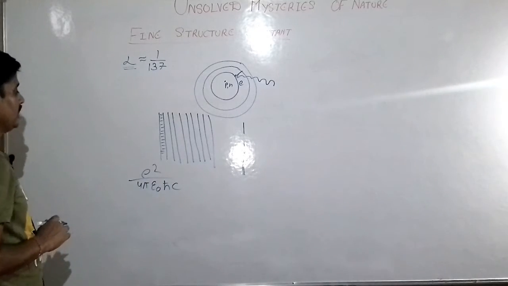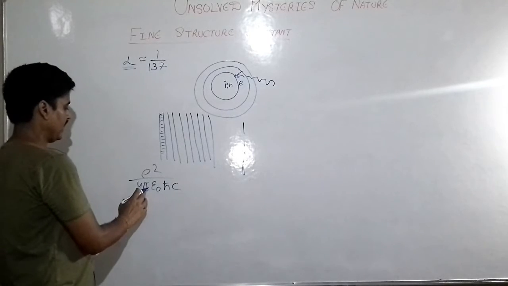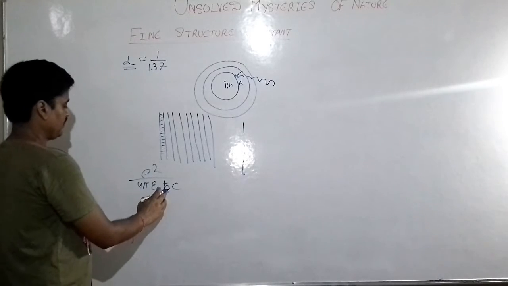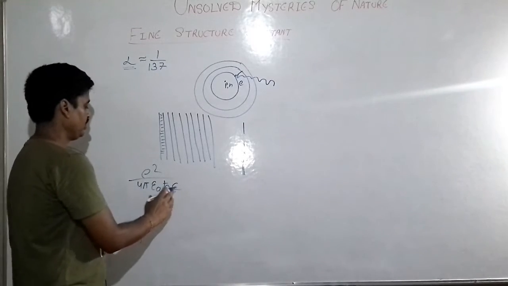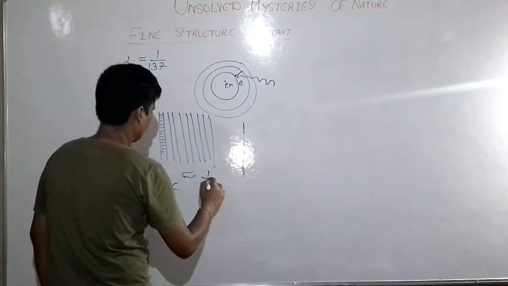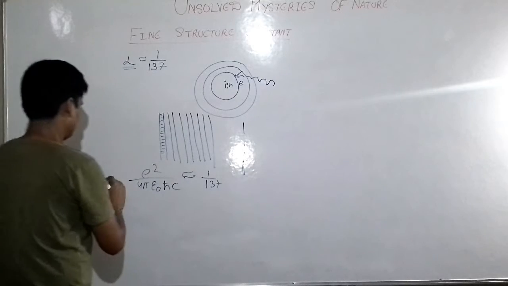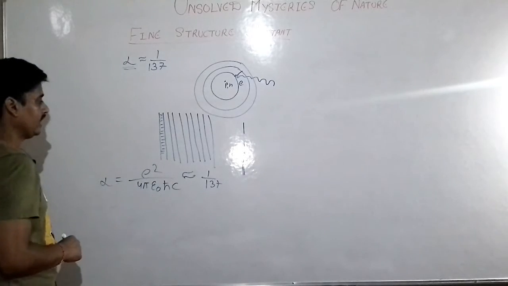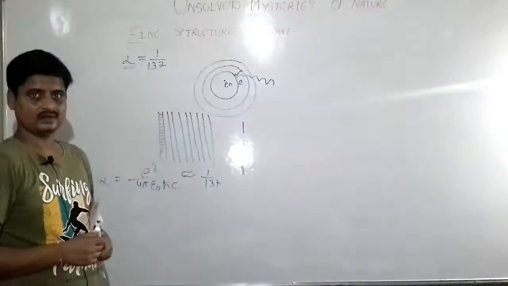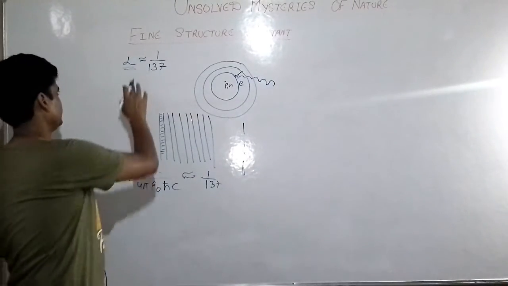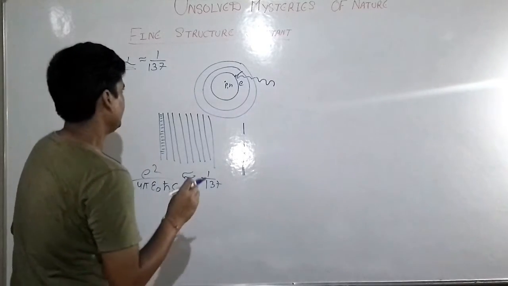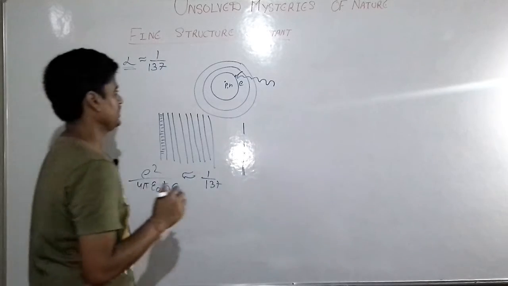Here e is the charge on the electron, epsilon naught is the permittivity of space, h bar is Planck's constant, and c is the speed of light. This is nearly equal to 1 by 137. This is alpha. And one of the strange things about alpha, the fine structure constant, is that it appears everywhere in physics calculations.